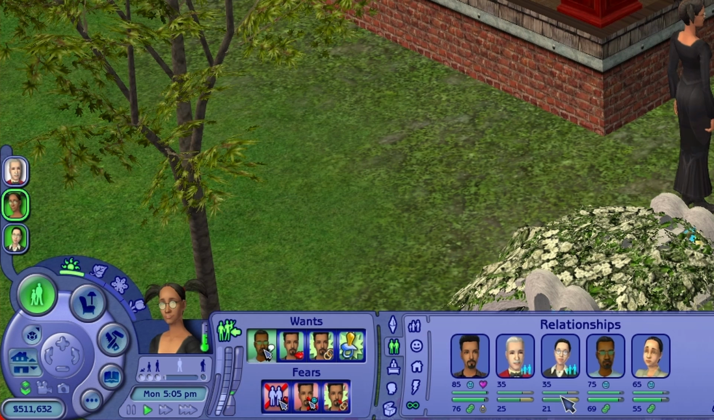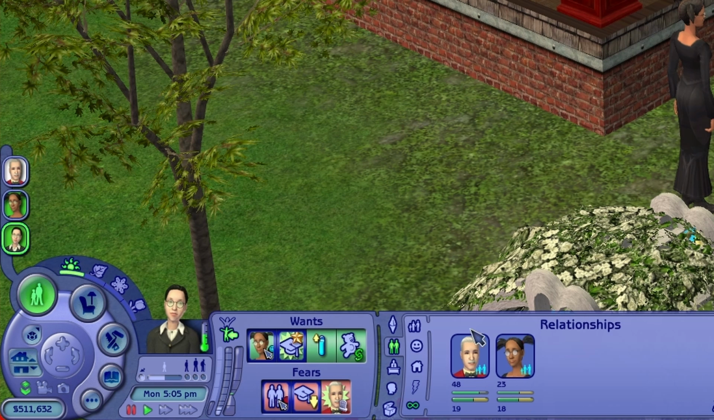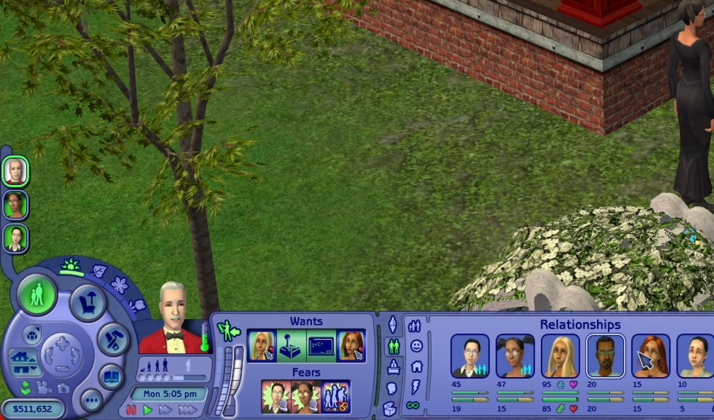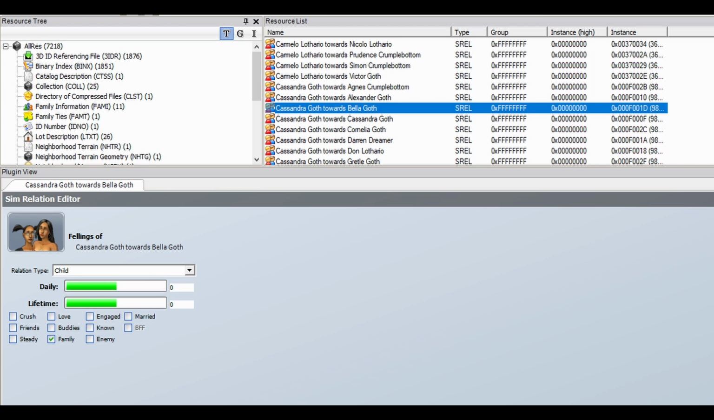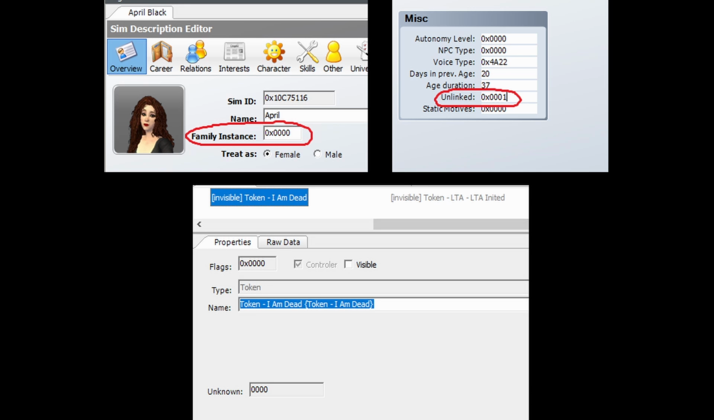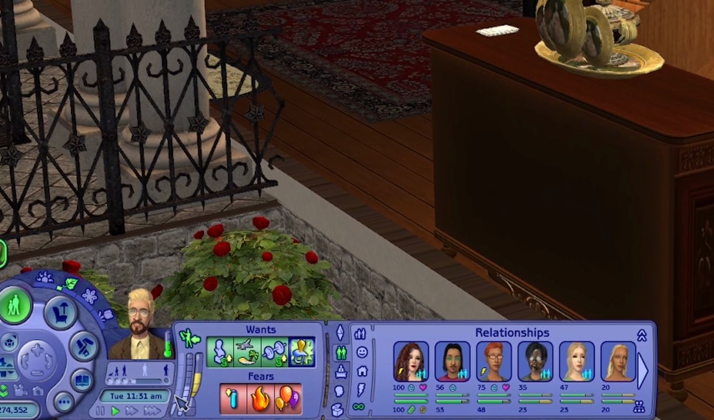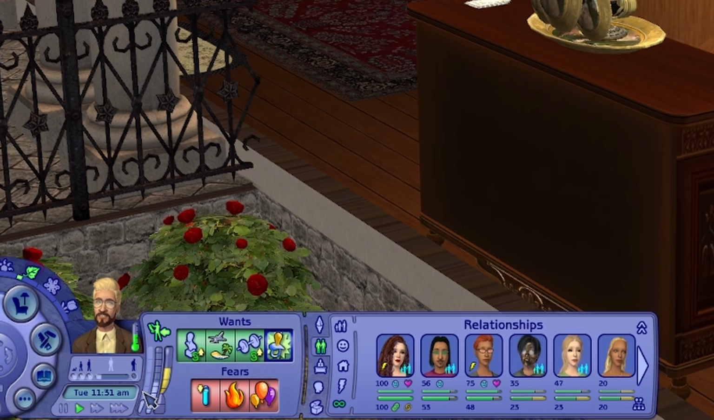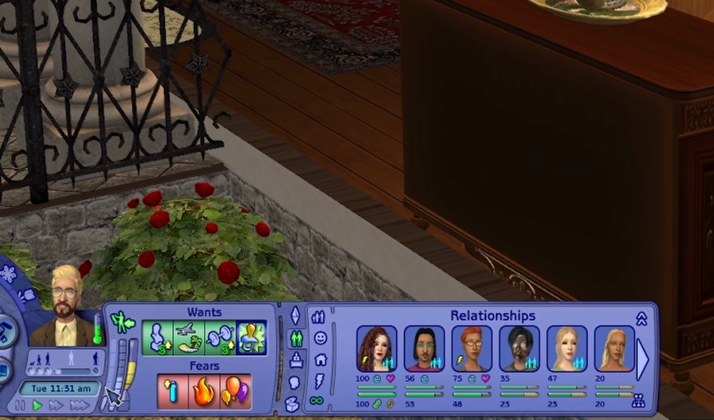Okay, so we know that the Pleasant View Bella does not appear on anyone's relationship panel, despite the fact that those relationships exist in the neighborhood files. However, as I've demonstrated, neither being unlinked, having a death token, or being in the default household caused my disappearance from Vidkun's relationship panel. I was still there, no matter what. So what's different about Bella Goth's relationships?